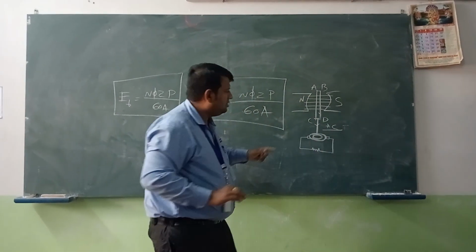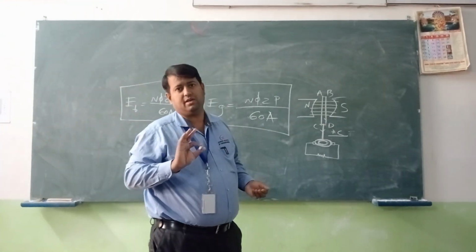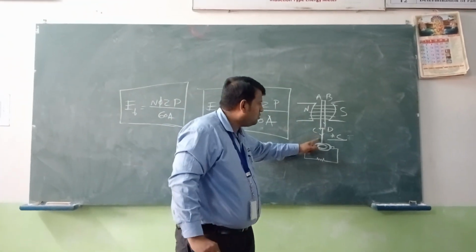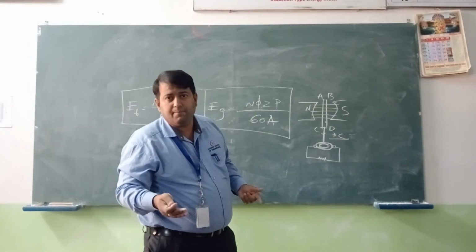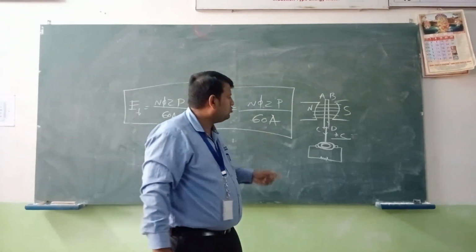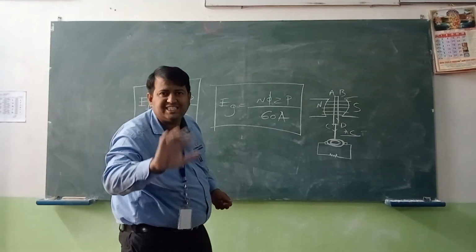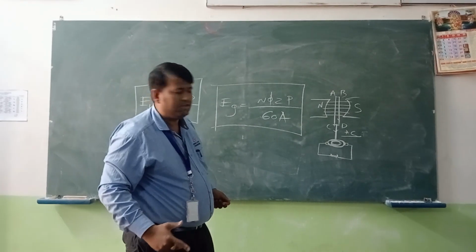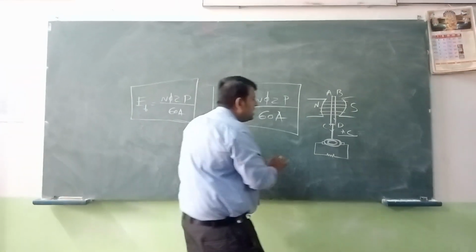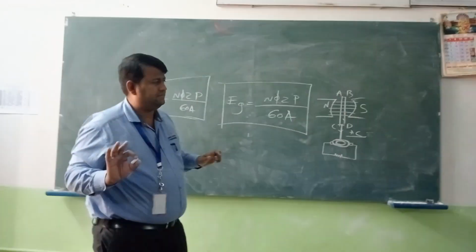मतलब क्या है, इधर जो जनरेटेड EMF होता है वो AC होता है. वो जो AC को हम कैसे करेंगे कन्वर्ट DC को, कम्यूटेटर. सो कम्यूटेटर का काम क्या है, which converts AC to DC. अंडरस्टैंड, कम्यूटेटर का काम है कन्वर्ट करेगा AC to DC.